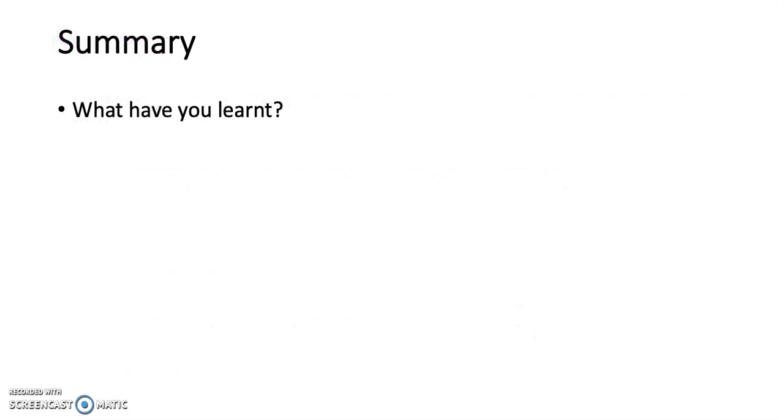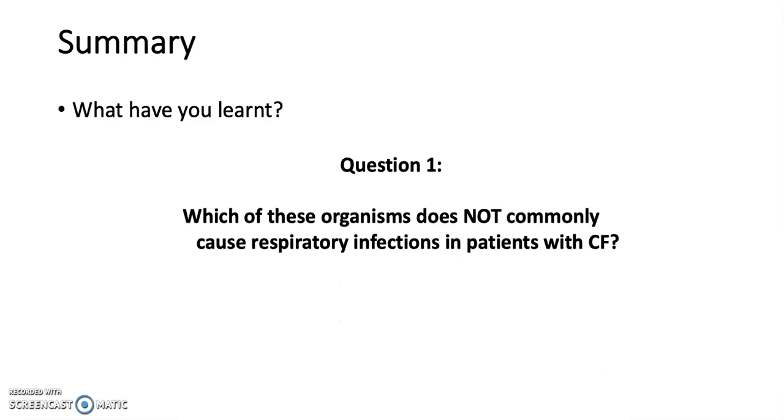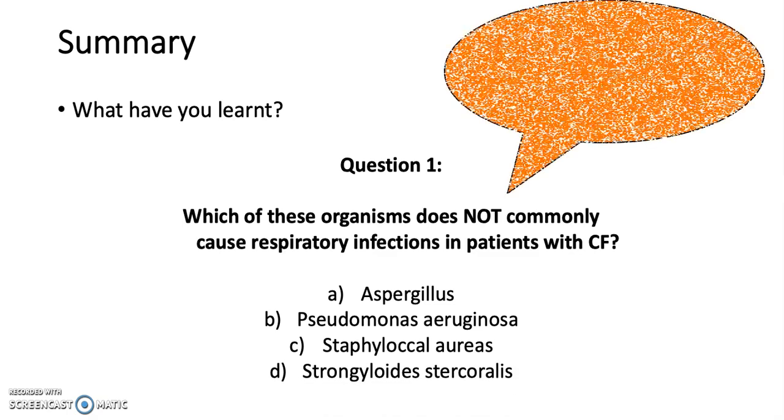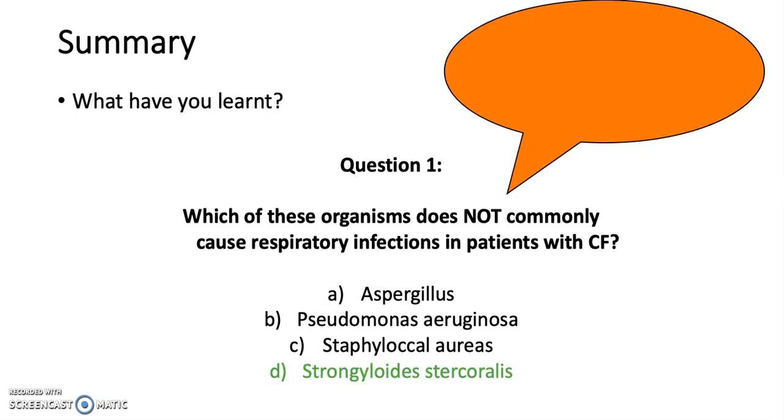So in summary, what have we learned? Let's go back over the previous questions. Question 1. Which of these organisms does not commonly cause respiratory infections in patients with CF? Aspergillus, Pseudomonas aeruginosa, Staphylococcus aureus, Strongyloides stercoralis. The answer is D, Strongyloides stercoralis.